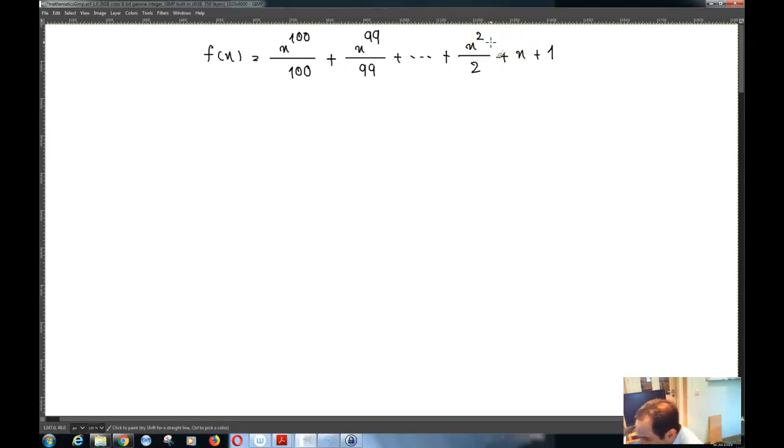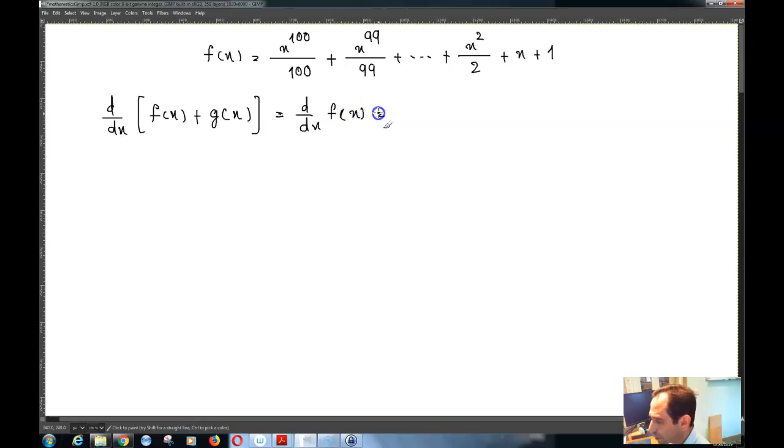And so basically we said that in the algebra of derivatives, if we had f of x plus g of x, two functions added together, then d by dx of these two functions added together would be equal to d by dx of f of x plus d by dx of g of x. So that is one thing, meaning that the derivative of this function is basically the derivative of each of the terms added together.